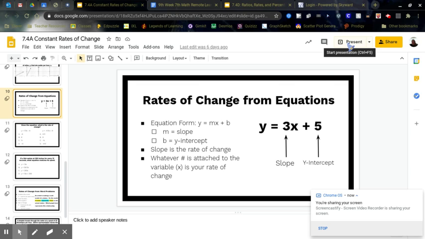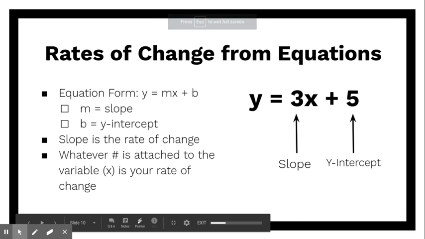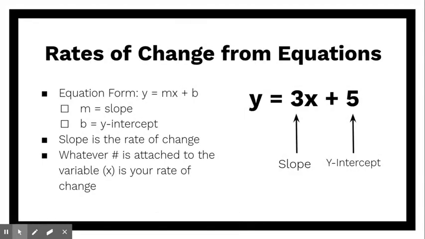Okay, guys, so today we're going to do rates of change from equations. We did tables and graphs before, now we're going to do it from equations. This one is really simple, so you shouldn't have a really big problem with it. This is the equation form that you'll see, y equals mx plus b. If it's graphed, that's what kind of equation it's in.